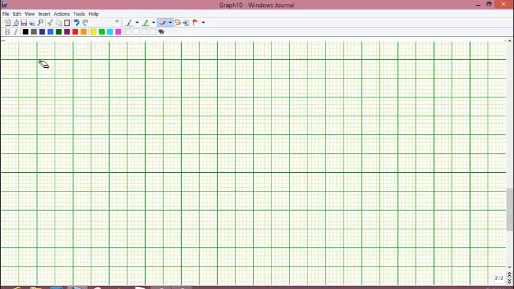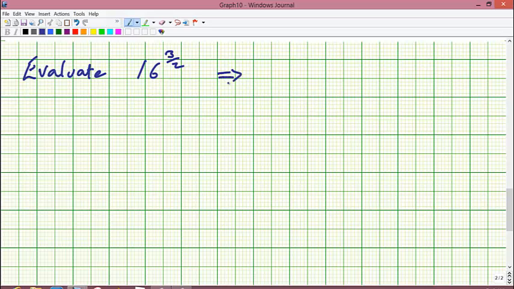Okay, what we're going to do now is we are going to evaluate these expressions. So let's take an example. 16 to the power of 3 over 2. The first thing we need to do is to split this up, split the rational exponent up into its component parts. So this is 16 to the power of a half times 3, which is the square root of 16 cubed. Now we can start to work out what this means.